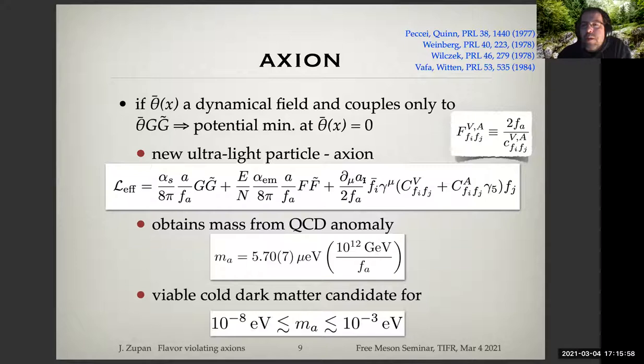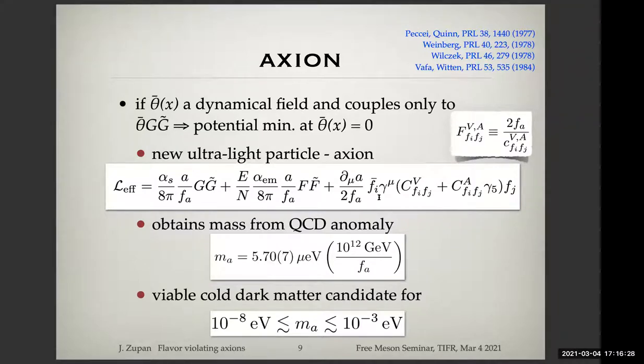So I'm assuming that I have a PNGB, so the derivative couplings. Now you can do a field redefinition and rewrite this as the scalar and pseudoscalar couplings, and this is what we do in the end. But you can do a spurion analysis in either way. Okay, so you have eliminated the mass operator by absorbing the coefficient into the G G dual and the d mu a piece.